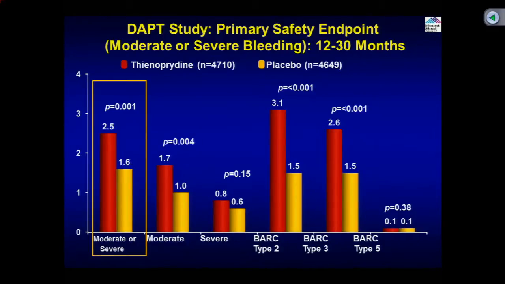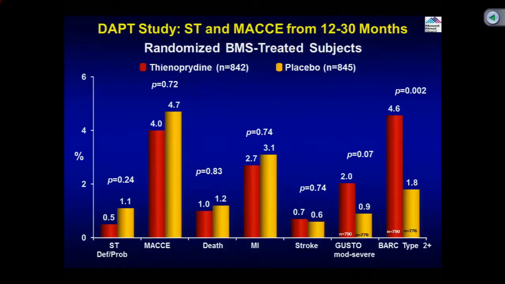And this is basically the trade-off. We show the benefit, but this is what happens, particularly from the bleeding point of view: longer DAPT is associated with higher bleeding, particularly moderate to severe GUSTO bleeding, although the fatal bleeding was not different.